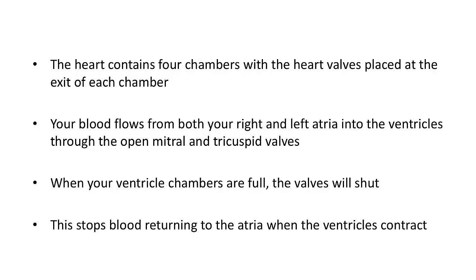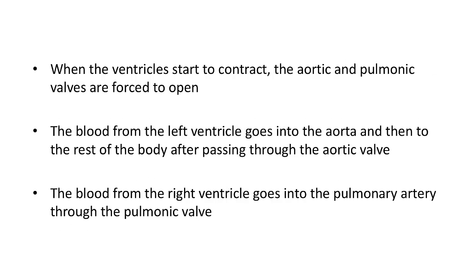Your blood flows from both your right and left atria into the ventricles through the open mitral and tricuspid valves. When your ventricle chambers are full, the valves shut, stopping blood returning to the atria when the ventricles contract. When the ventricles start to contract, the aortic and pulmonic valves are forced to open. The blood from the left ventricle goes into the aorta and then to the rest of the body after passing through the aortic valve. The blood from the right ventricle goes into the pulmonary artery through the pulmonic valve.